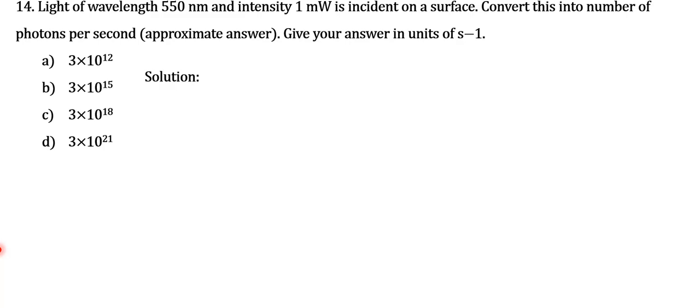E is equal to hc by lambda, we know, right? That is the energy of one photon. So you'll get the energy of one photon. You know the intensity is in megawatts, which means that it is a power unit. Power basically means work done or energy per unit time, right? So based on that, you will have to convert.